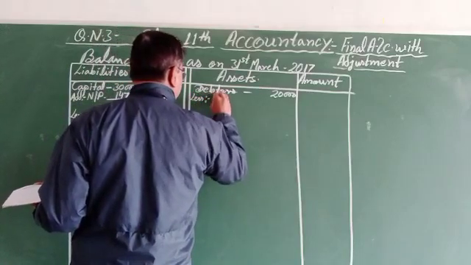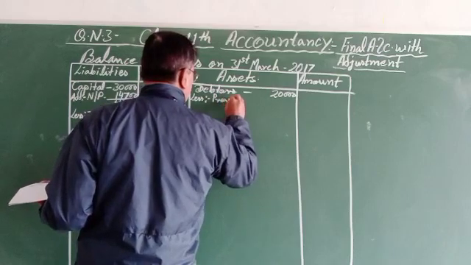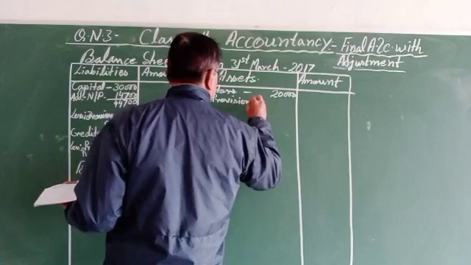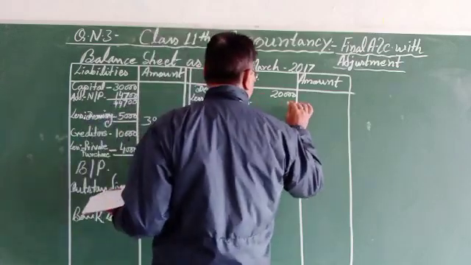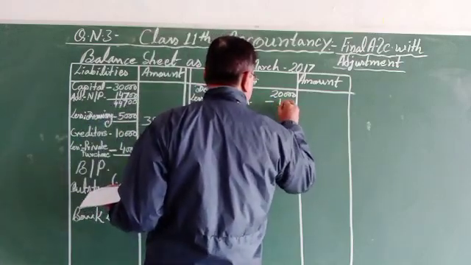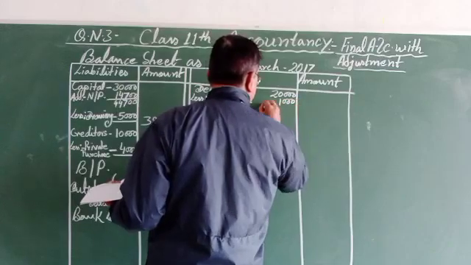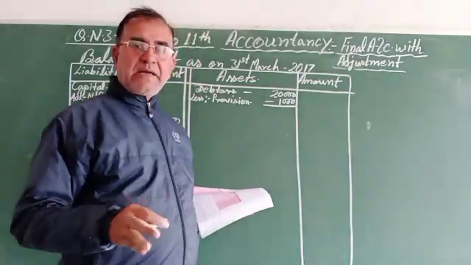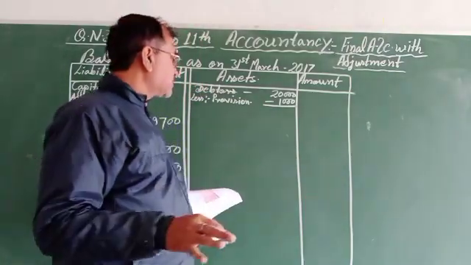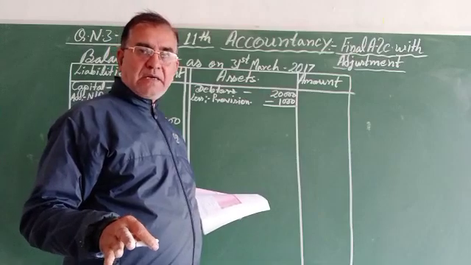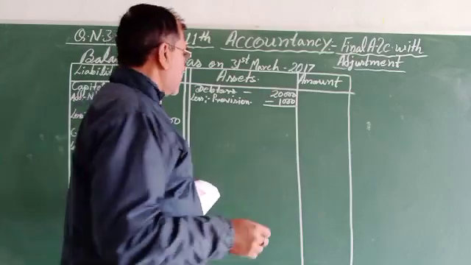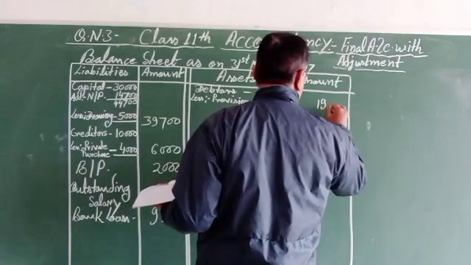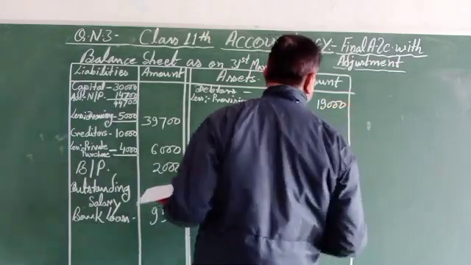Less provision, because of less provision, 5% is equal to minus 1,000, because the debtors decrease. Why? The debtors decrease because of that 1,000 provision made. So the amount in the amount column is 19,000.